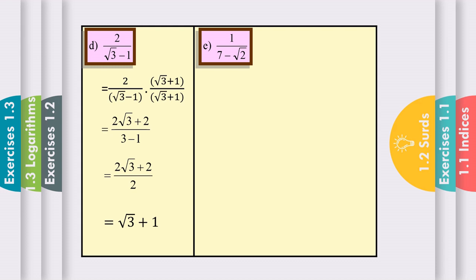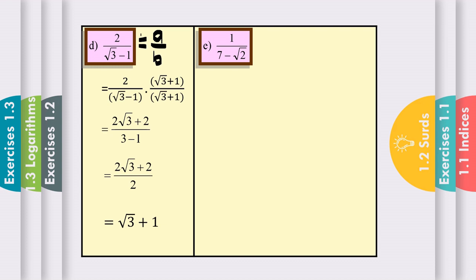Example D. So say we have 2 over square root 3 minus 1. So we can write down into A over B, which is the conjugate of B is square root 3 plus 1. So multiply with the conjugate.